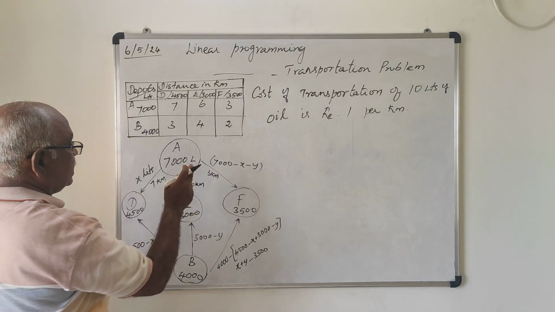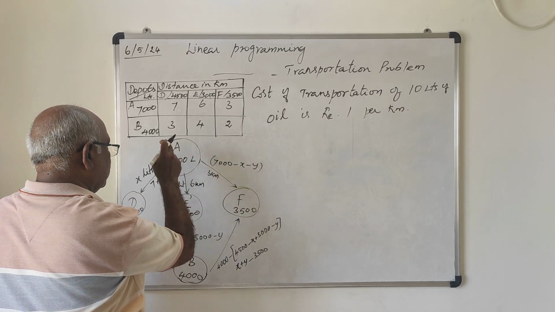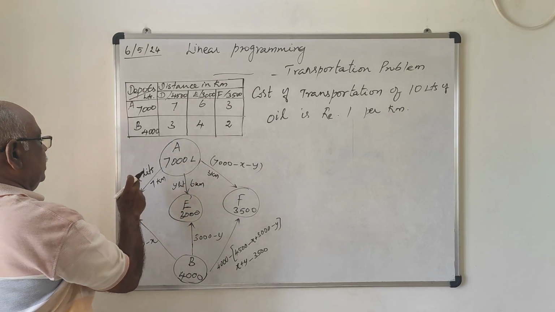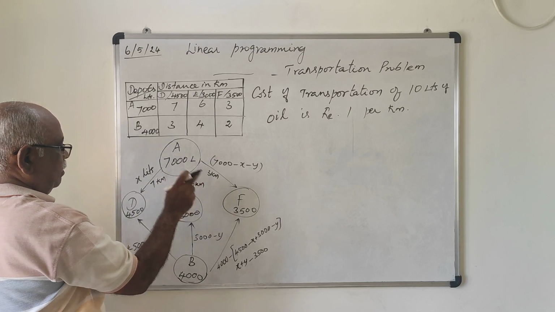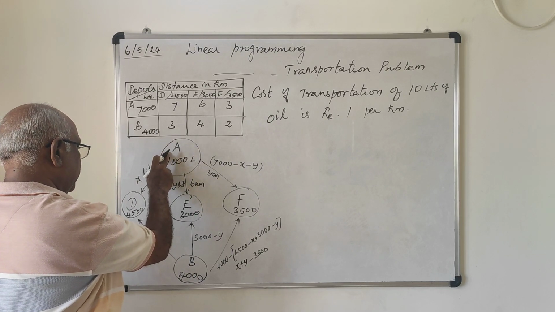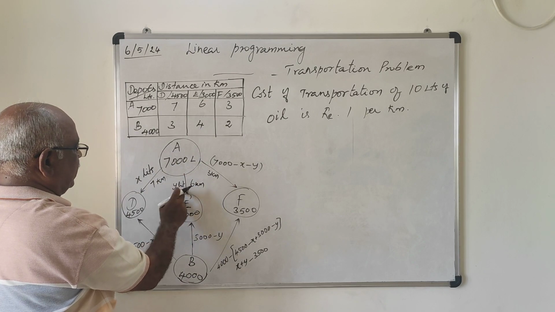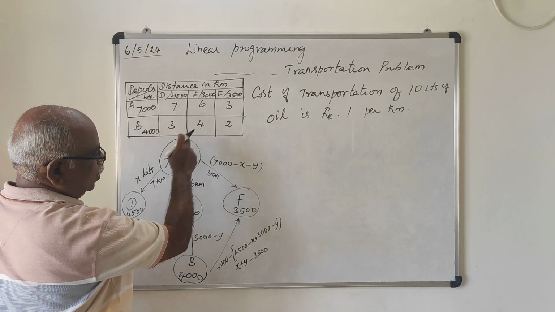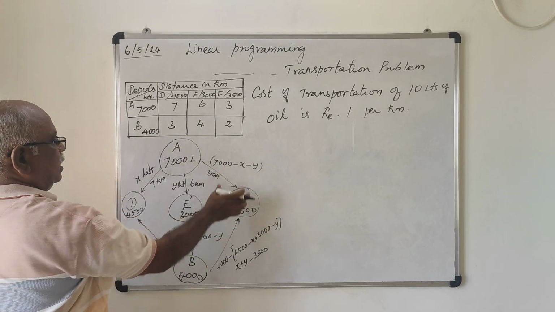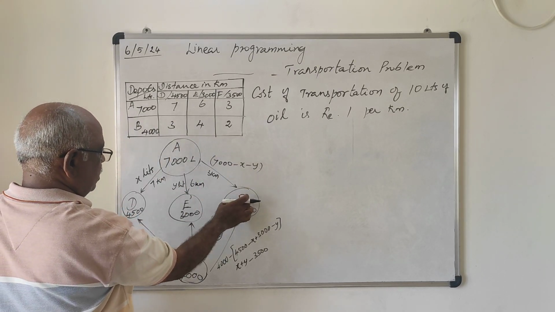Therefore, the remaining 7,000 minus X minus Y liters of oil are transported from the depot A to the pumping station F. If X and Y are the liters of oil transported from the depot A to D and E, the remaining 7,000 minus of X plus Y is transported from A to the pumping station F, that is 7,000 minus X minus Y is the capacity of oil transported from the depot A to the pumping station F.